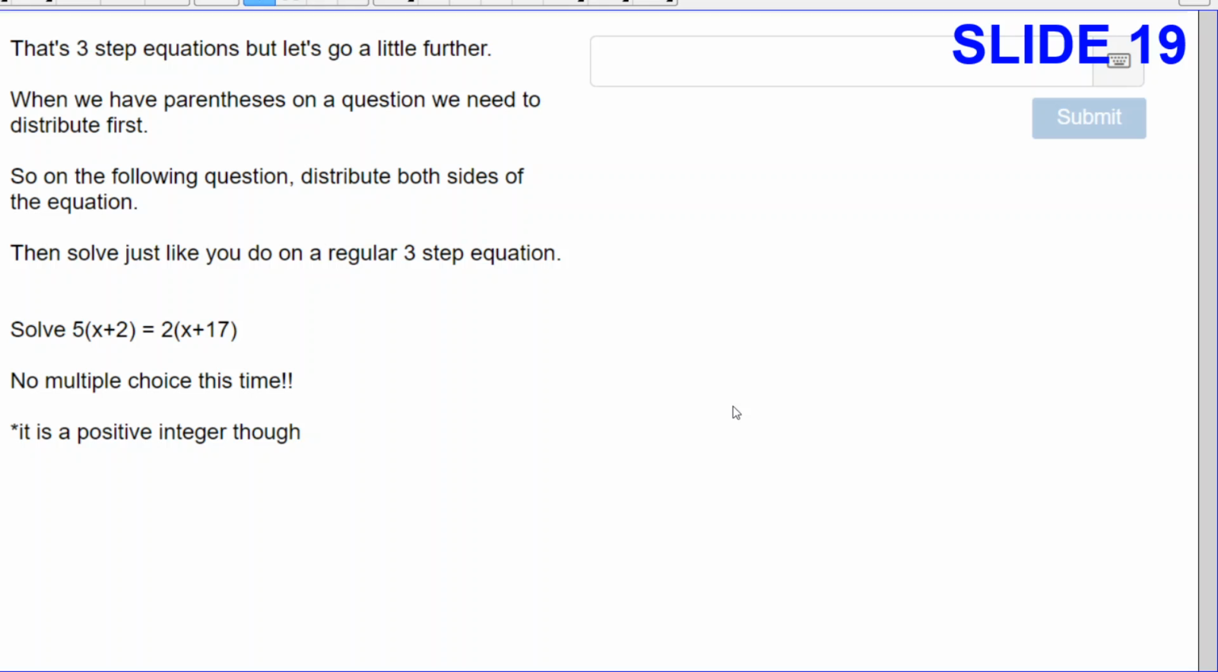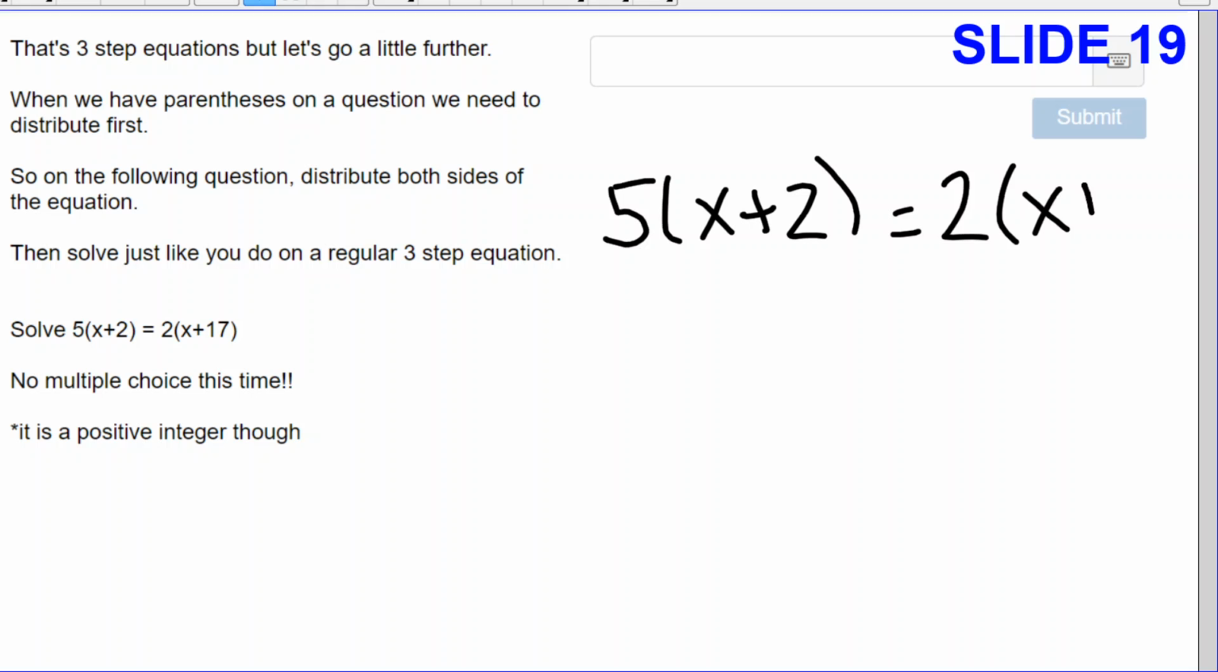That's three-step equations, but let's go a little further. When we have parentheses on a question, we need to distribute first. So on the following question, distribute both sides of the equation. Then solve it just like you do on a regular three-step equation. So here's our question. 5(x + 2) equals 2(x + 7). No multiple choice this time. There is a space at the top to enter our answer, so we can do that. And you'll have some of those on the test as well.